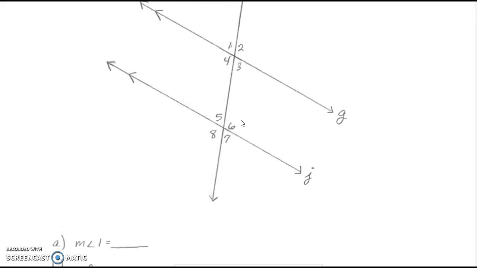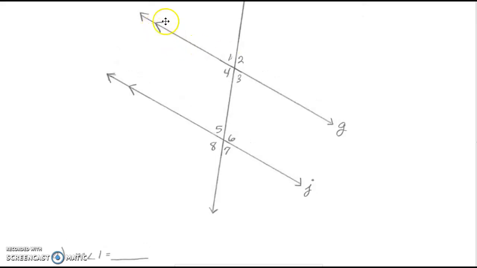So we have a lot of patterns showing up here. 2 and 4 are vertical angles, so they'll be equal, right? 1 and 3 are vertical. 3 and 4 are linear pairs, meaning they should add up to 180. 2 and 3 are linear pairs. So we have a bunch of linear pairs, a bunch of vertical angles. We just need to connect the 2 sets of angles, 1, 2, 3, and 4 with 5, 6, 7, and 8.